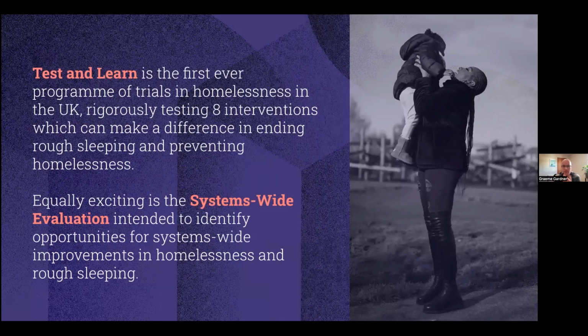In this webinar, we're going to be talking to you about one of the 8 exciting test and learn projects, which will be formally and robustly evaluated to improve the evidence we have of what works to end homelessness and rough sleeping. We're also going to be outlining the plans for the systems-wide evaluation focused on homelessness and rough sleeping, and you can find that on our website in the link I referred to earlier. That's going to look at the wider factors that drive homelessness and what works well or indeed less well within the current system.